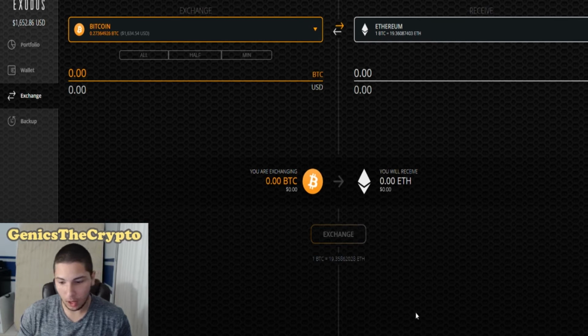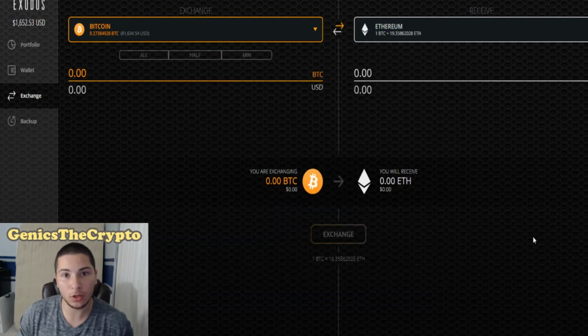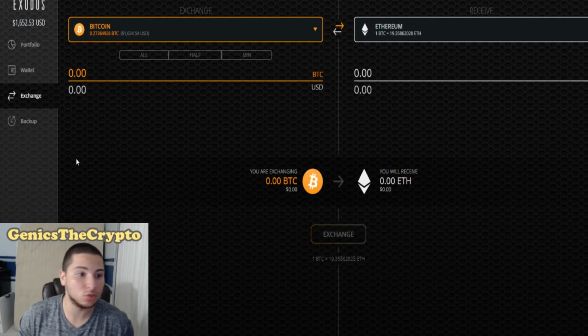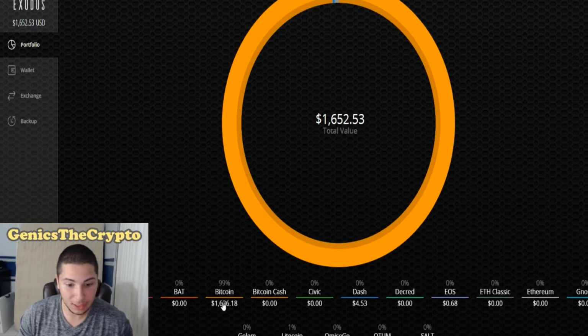For those of you who follow me and are subscribed to me, you guys know I've been wanting an Antminer D3 for some time now. As you can see, I've emptied my BitConnect coin wallet. I had 7.6 BCC, which is an accumulation of around $1,600 and something, right? Well, I actually put all of that into my Exodus account, $1,652. It is in the BTC amount.